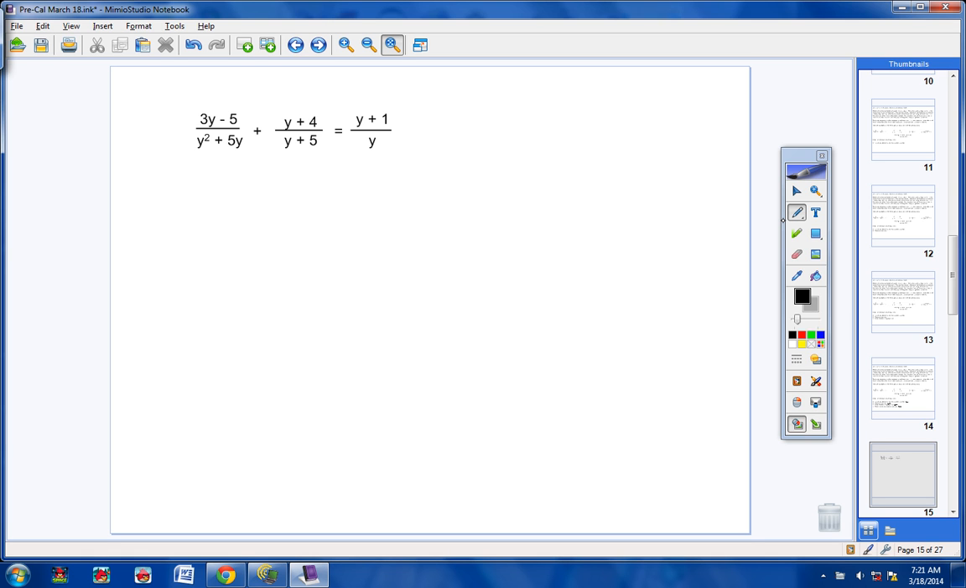All right, step 1 says factor any denominators that can be factored. Well, you cannot factor this denominator, and you cannot factor this denominator. However, you can factor this denominator. You can pull a y out. So I'm going to pull out a y, and I'm left with y plus 5. Now step 2 says eliminate your fractions.